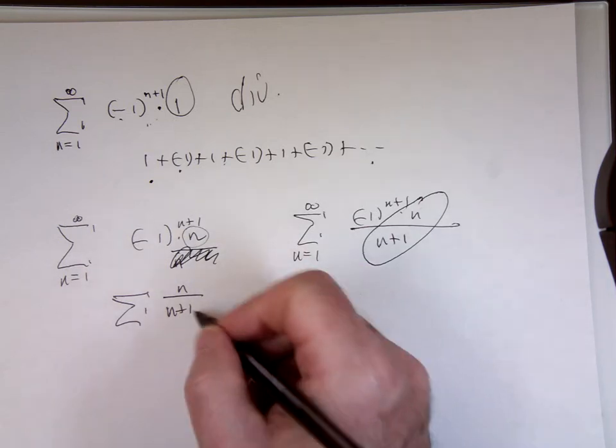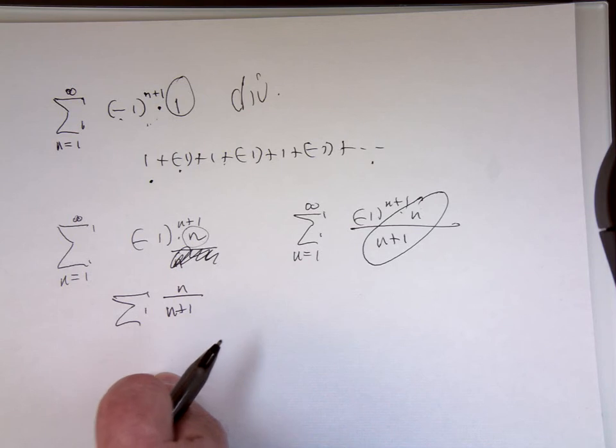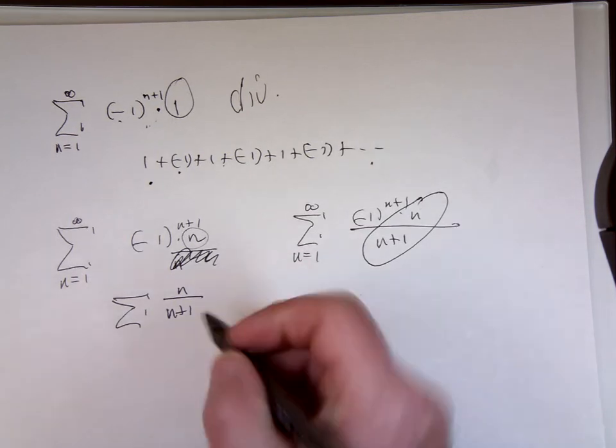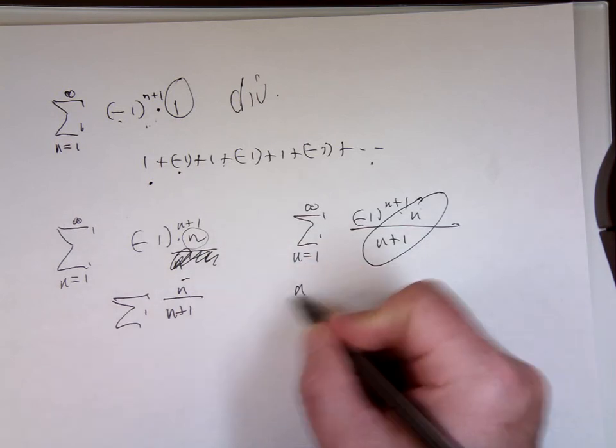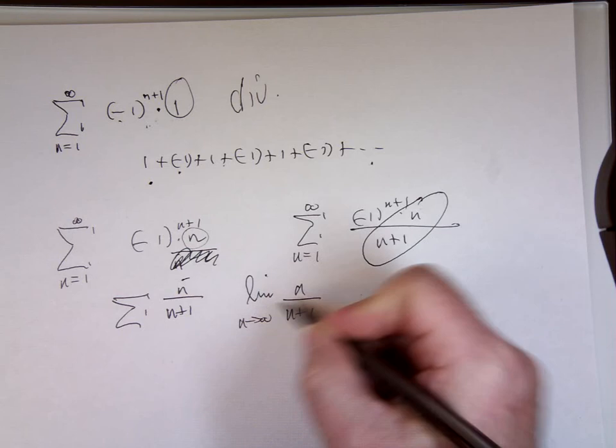Now you go to the alternating series test. Where's this term going as n goes to infinity? Is this term going to go to 0? No. This term goes to 1, not 0. Therefore, diverges. Done.